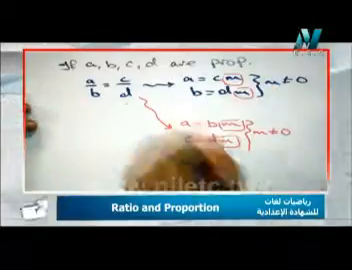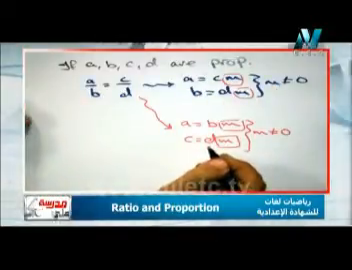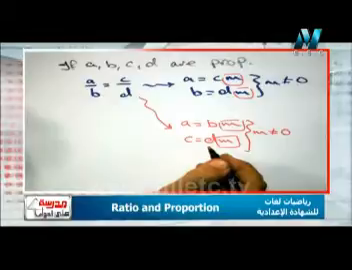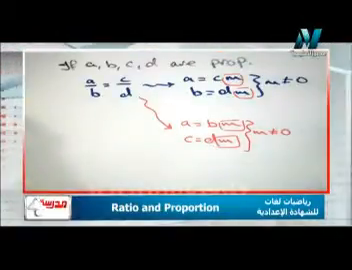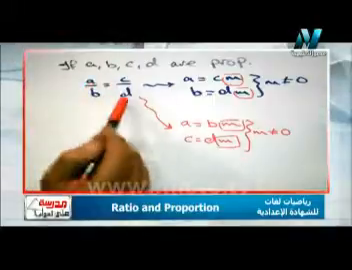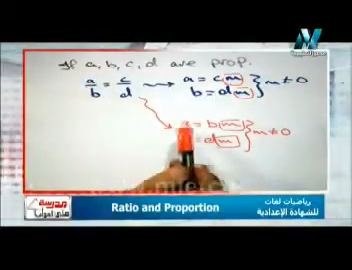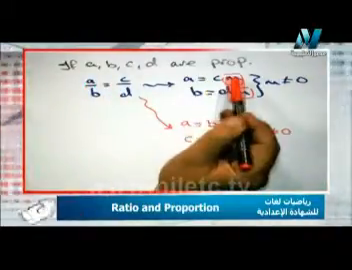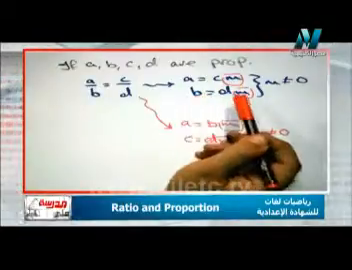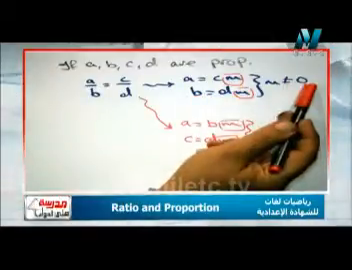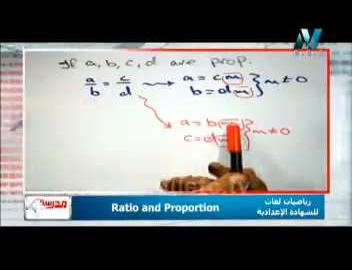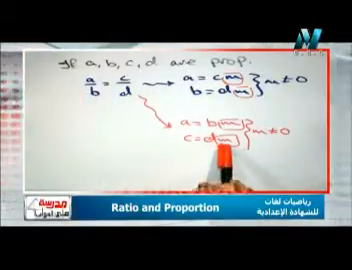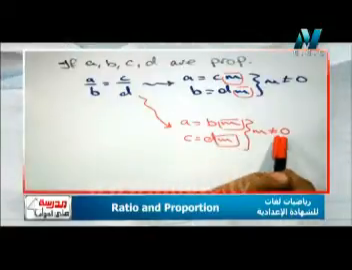This is what we have new at this level for third prep: new rules for proportion. A over B equals C over D, and it's the same as A equals C times a factor, and B equals D times a factor, and this factor doesn't equal 0. Or you can write A equals B times the factor, C equals D times the same factor, and this factor doesn't equal 0.